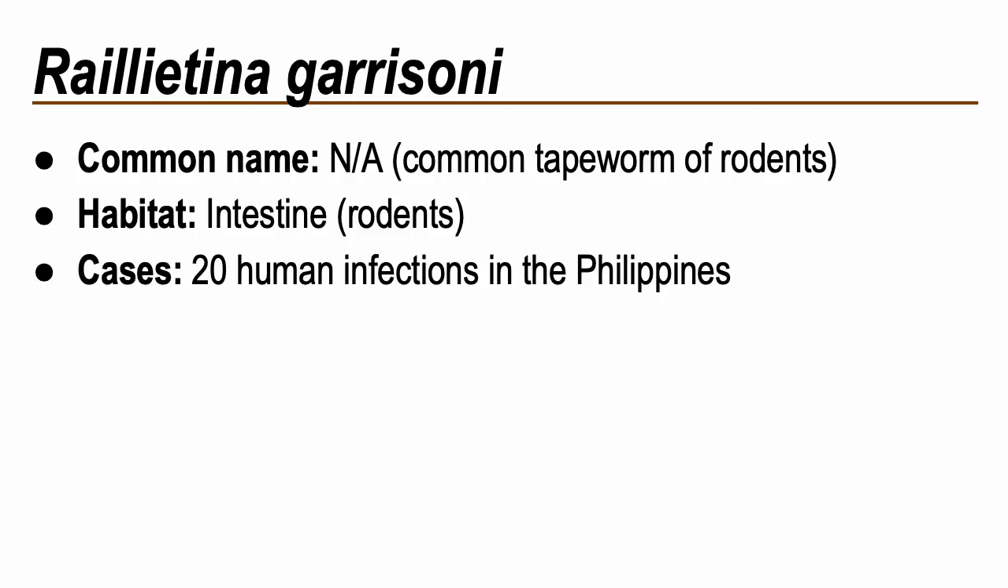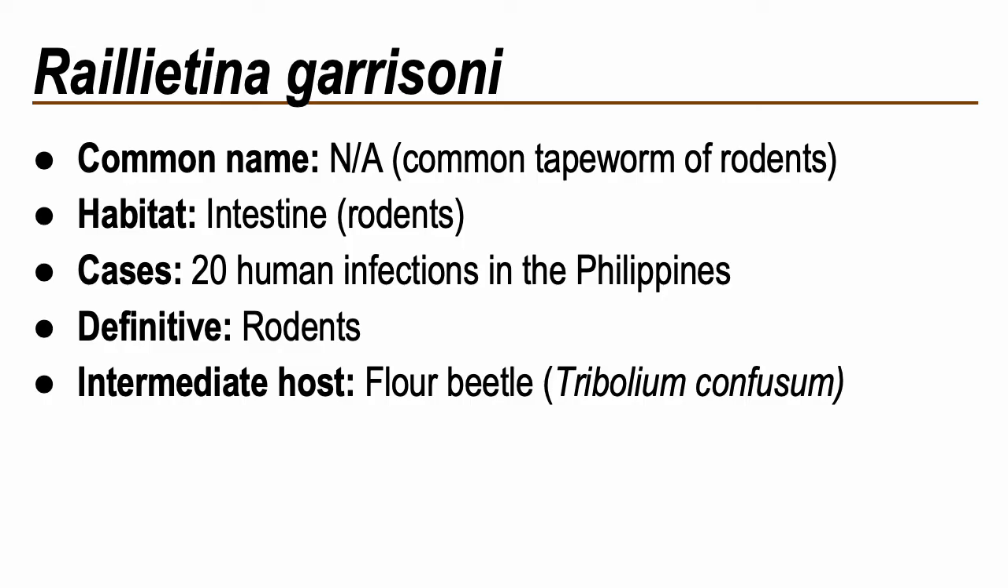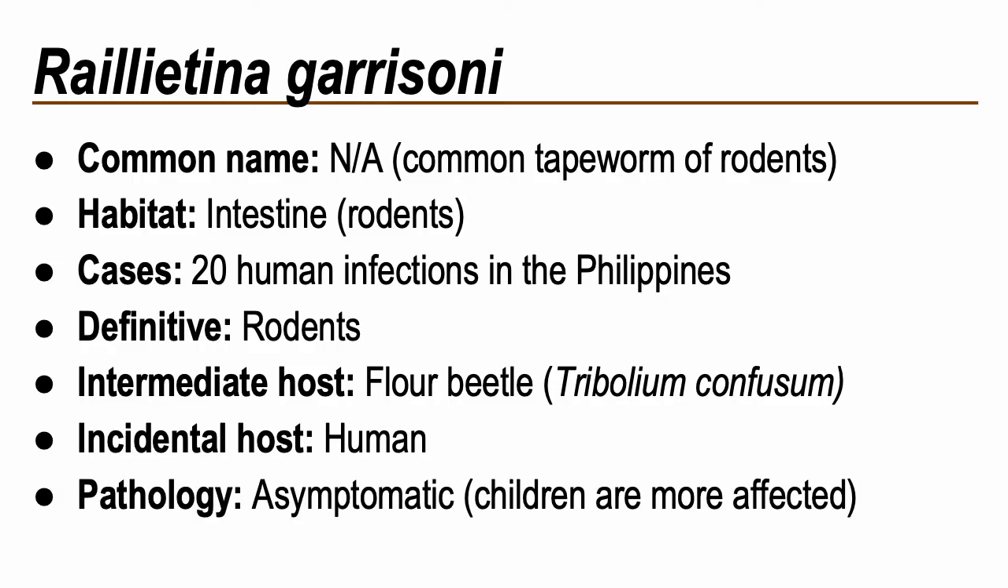in 1911. So the definitive hosts of this parasite are rodents, while the intermediate hosts are flower beetles under the genus of Tribolium confusum. So this is actually the mode of transmission where humans get infected by ingesting or accidentally ingesting these types of arthropods called the flower beetle. So the pathology in humans are asymptomatic and children are more affected.